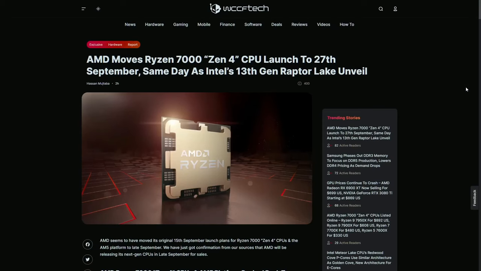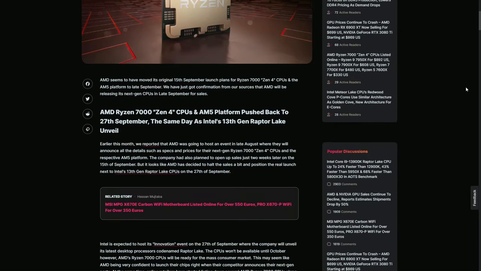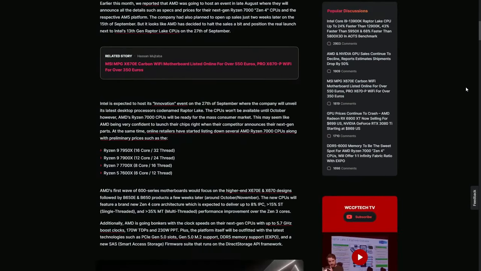And then we have the news that AMD seems to be moving the Zen 4 CPU launch date to 27 September, delaying it by 12 days from 15 September, and on the same day as Intel's 13th generation Raptor Lake unveiling. So this would actually make it quite difficult for Intel to sell, I believe, because AMD is just crushing and beating Intel in a lot of markets now, even the CPU market, the GPU market, everything. They're just succeeding in those.